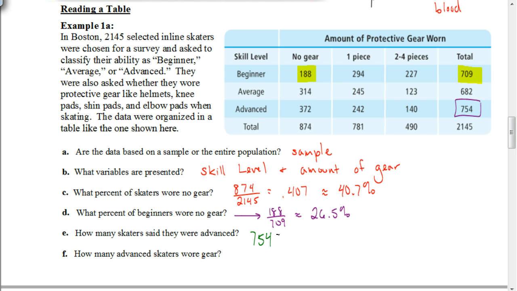And how many advanced skaters wore no gear? So now again, we're focusing on this row of numbers. So out of those advanced skaters, how many of them wore no gear? Well, there were, oh, I'm sorry, wore gear. I misread that. How many advanced skaters wore gear? Well, that's referring to these two numbers. And if we add those two together, 242 plus 140, we get a total of 382 skaters that wore some type of gear.